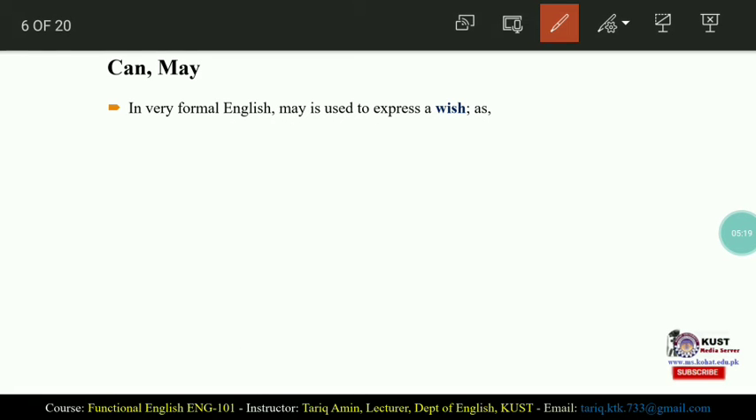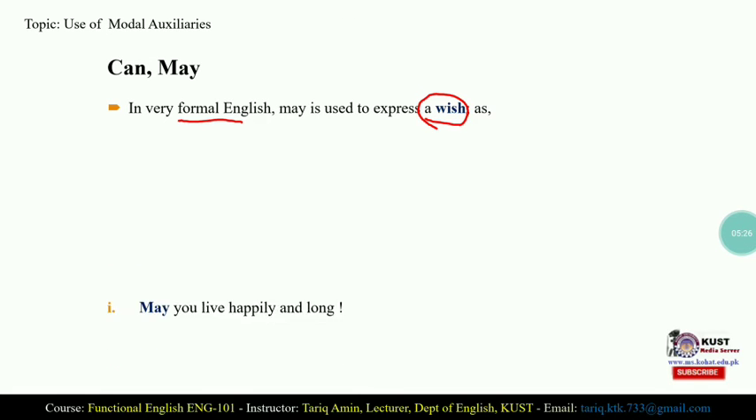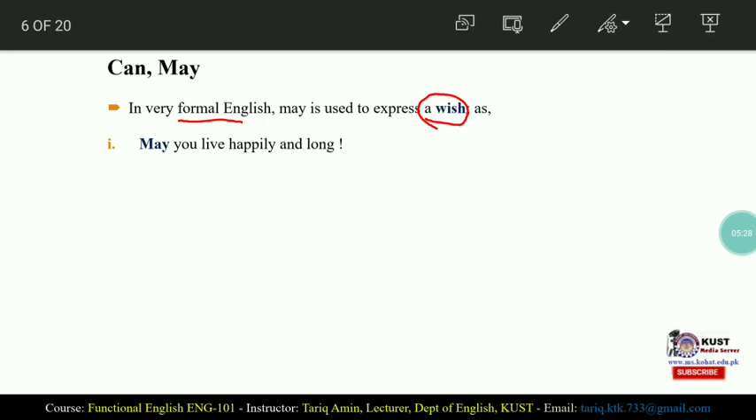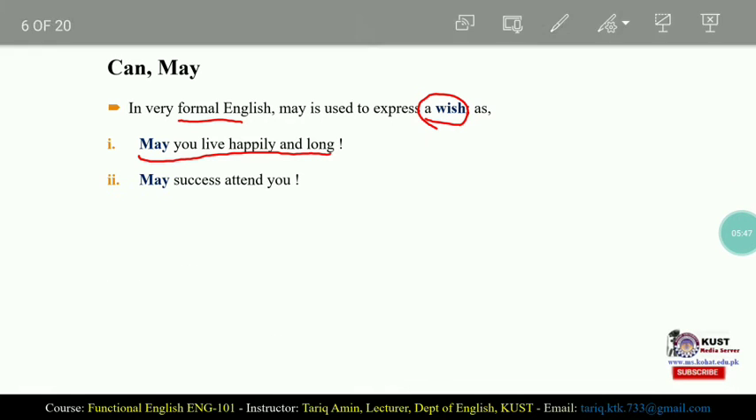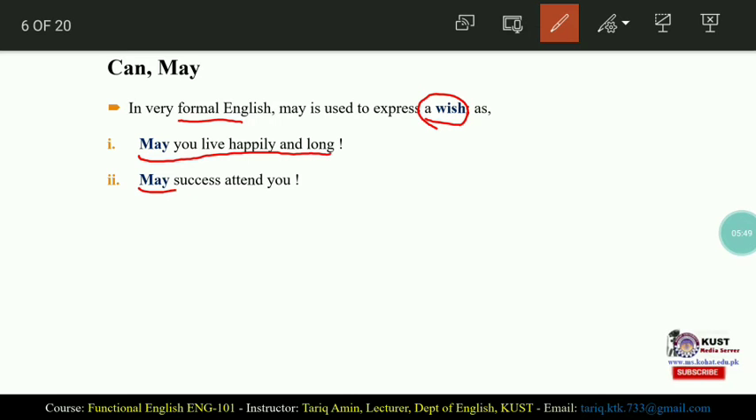In very formal English, may is also used to express a wish. For example, may you live happily and long. This is a sentence that most of the time we use in our daily life, when we say may you live long. When we say this, actually we want to express a wish. We wish that you may live long. And may success attend you. It also expresses a wish.